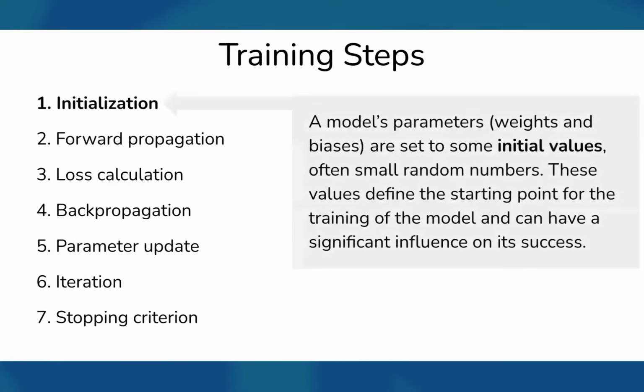So a model's parameters are set to some initial values, often small random numbers. These values define a starting point for the training of the model and can have significant influence on its success. In the context of deep learning, it tends not to matter as much. If we initialize not randomly, but from a model that has trained on a different task, that can definitely increase its ability to accomplish a task.